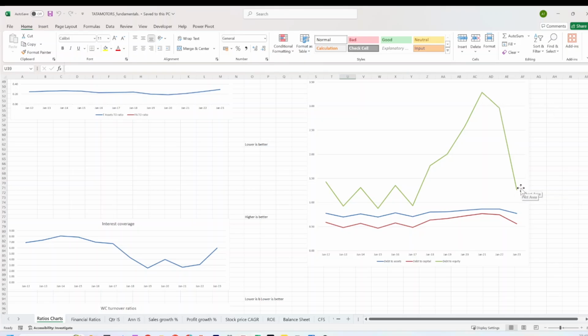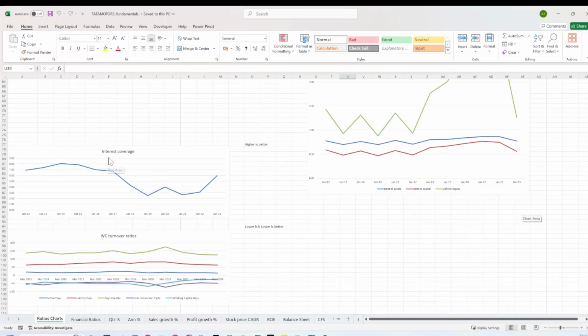And for this ratio, lower is better. It is at a downward trend. So it means the company is reducing its debt. And as these levels are showing the debt level and these all are going at a downward trend, this is a good indication. So to check the liquidity ratios, we have one ratio here, the interest coverage ratio.